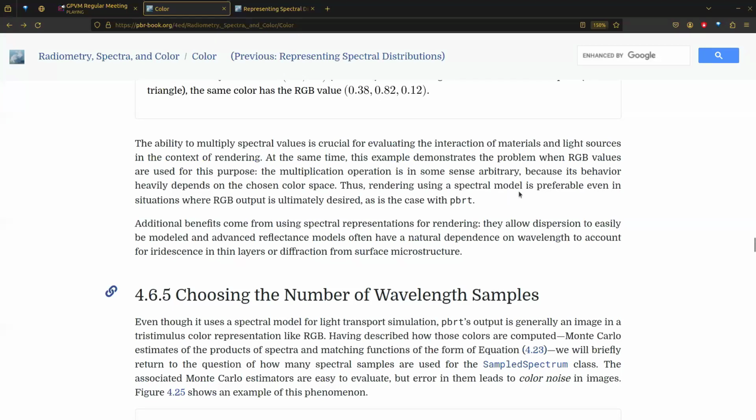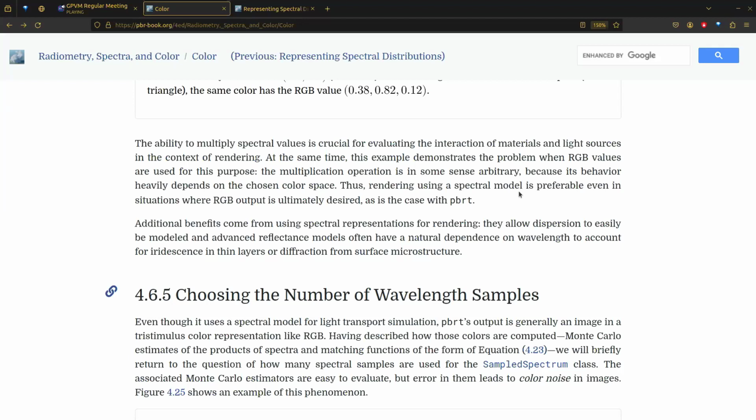Ability to multiply spectral values is crucial for evaluating the interactions of materials and light sources in the context of rendering, like looking at the attenuation when it hits the surface. At the same time, this example demonstrates the problem when RGB values are used for this purpose. The multiplication operation is in some sense arbitrary, as behavior heavily depends on the chosen color space. Thus rendering using a spectral model is preferable even in situations where RGB output is ultimately desired.